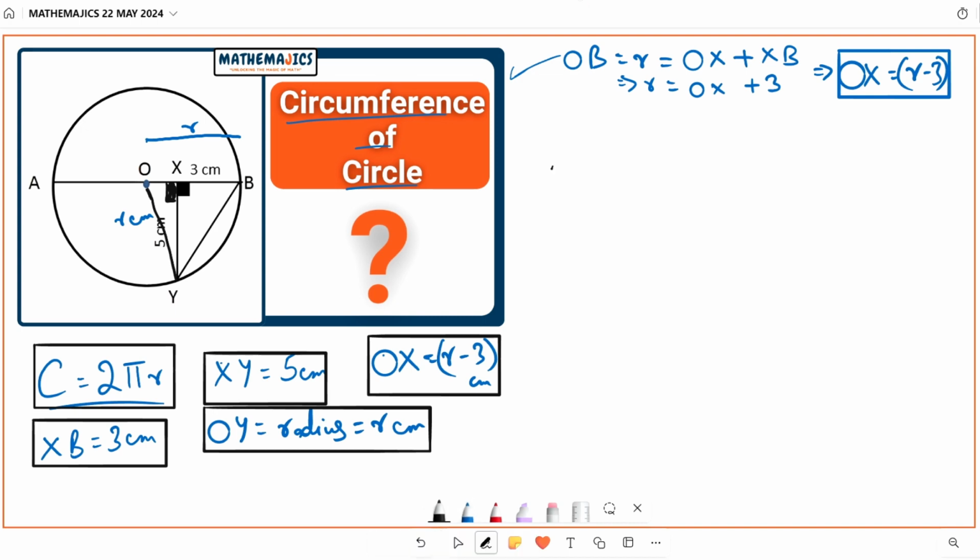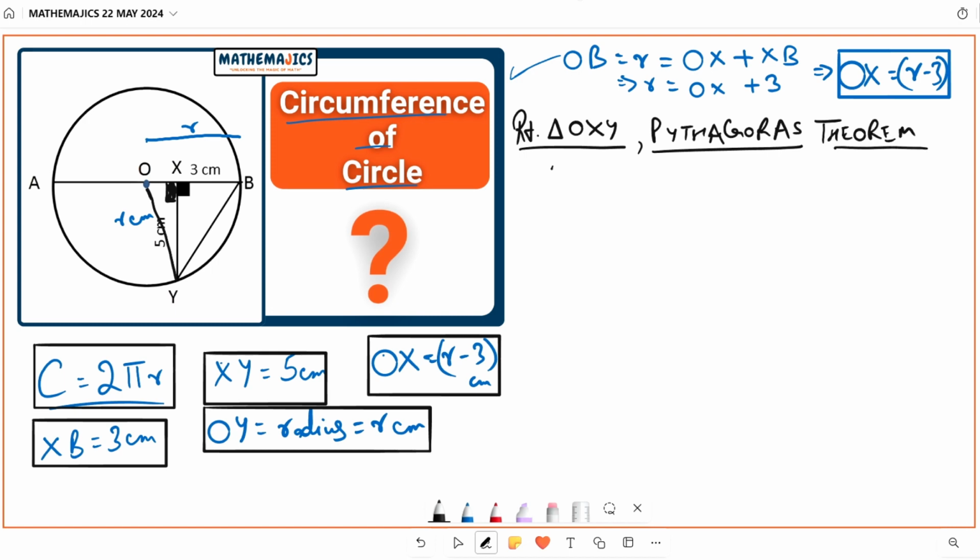Let me write it down. Right triangle OXY. And what will we be doing? We will be applying the Pythagoras theorem. Let's apply the Pythagoras theorem. This will be OX square plus XY square equals OY square. So what is OX?